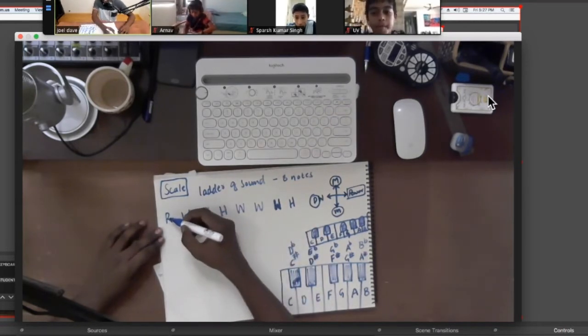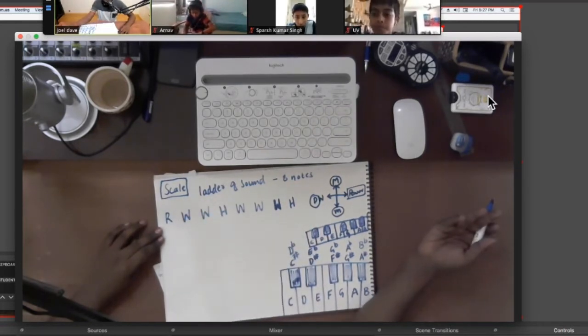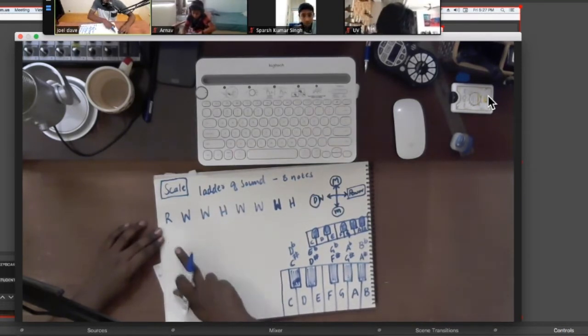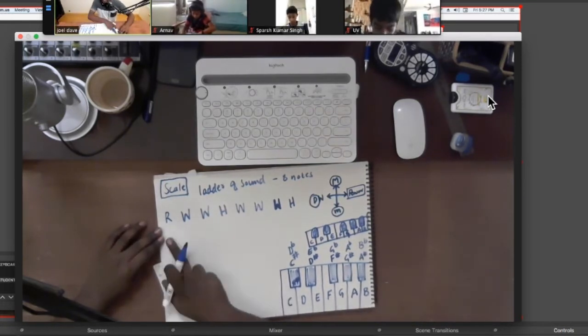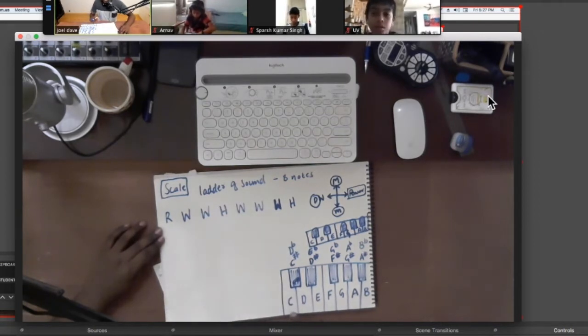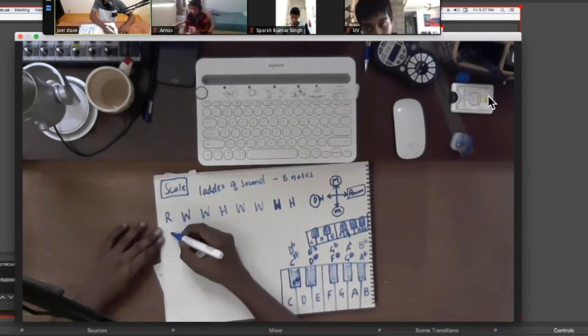Now, R means the root. Whatever major scale you want to find, like you want to find the F major scale, you can write it here. Or if you want to find A major scale, you can write it here. So for this context, we're going to first find the C major scale. So I'll write C over here.